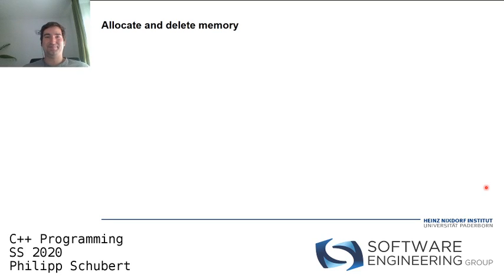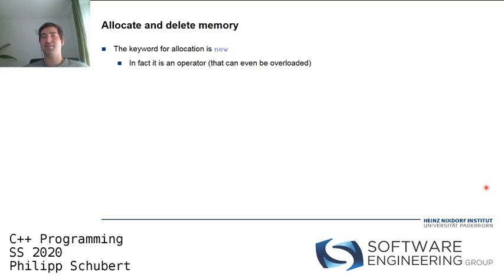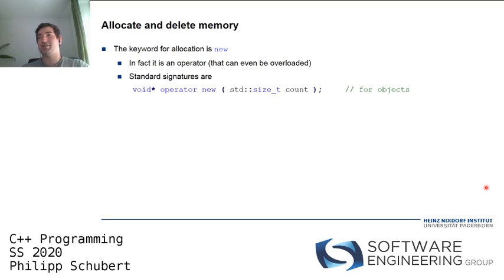All right. Allocate and deallocate memory, and delete, deallocate, delete. It's same different wording, but the same semantics. So the keyword for allocation is new, and in fact, new is not only a keyword. New is an operator that you can even overload. So you can theoretically overload the new operator, which you probably shouldn't do unless you really know what you're doing. Otherwise, please don't. So the standard signatures are the following.